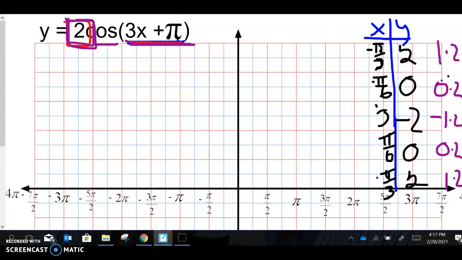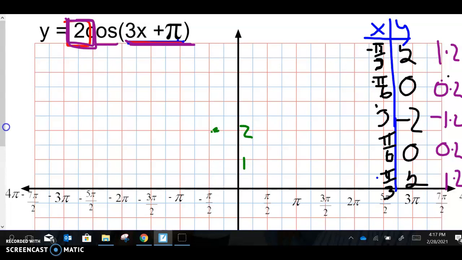I'm looking down here, and unfortunately, these are by pi over 4s. This is negative pi over 4, negative pi over 2, negative 3/4 pi, negative pi. They're by fourths, so I have to estimate a little bit. Negative pi over 3 is between negative pi over 4 and negative pi over 2, so I'm just going to have it halfway between. Negative pi over 3 gives me 2. I'm going to have this be 1 and this be 2.